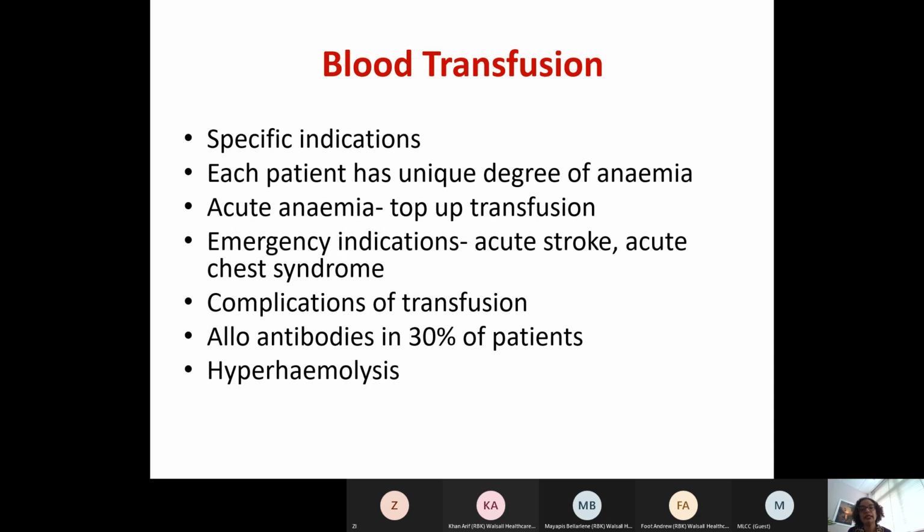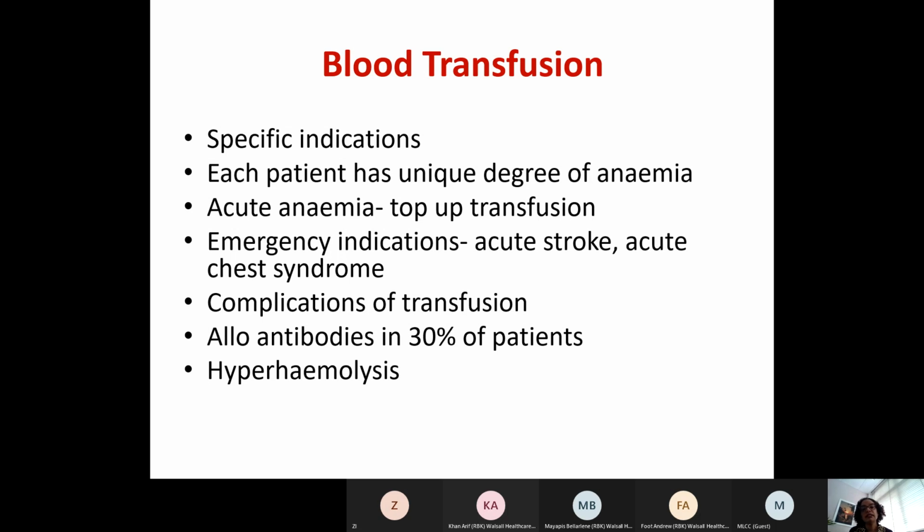As I said, everybody has a unique degree of anemia. And there are some really specific complications of transfusions that the patients have. The rate of antibodies is about 30%, and then there is something called hyperhemolysis, which is where the patients destroy the blood that they transfuse, they destroy their own blood cells, and it can be quite catastrophic. So for that reason, we limit transfusions to certain things.